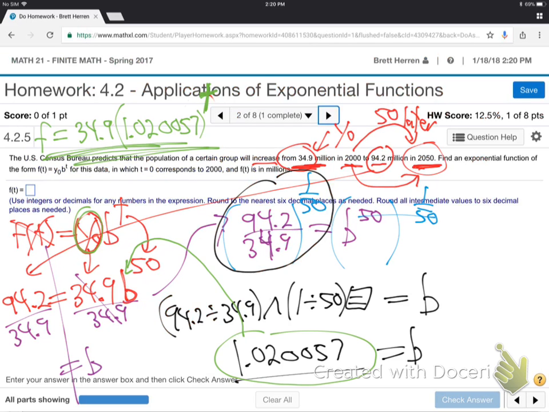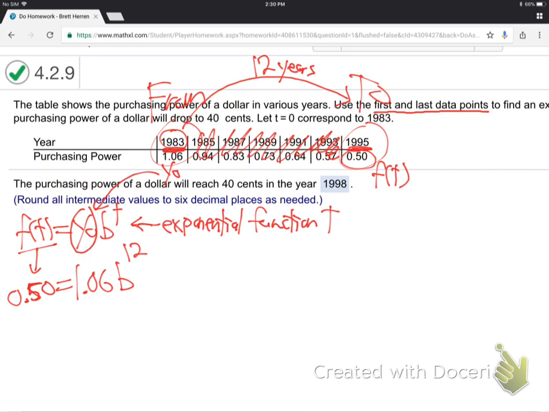See what I started? They gave me 34.9, that's the y0. The b is b. And then 2000 to 2050, that was 50 years. And the new value, 94.2, went right here. That's the F of t. See, that's the same kind of thing? Now you just solve for b. How do we solve that for b?